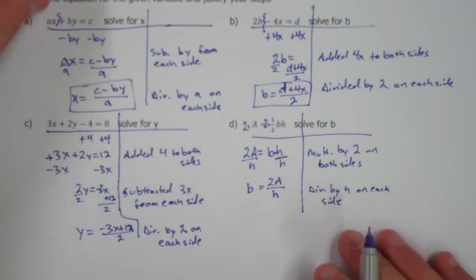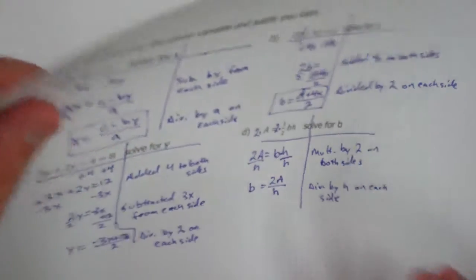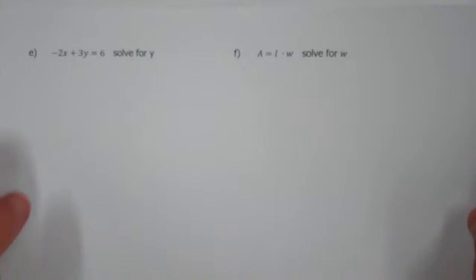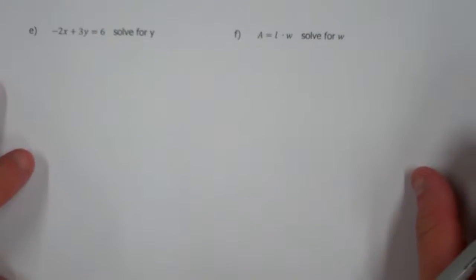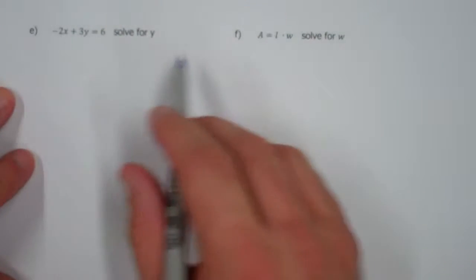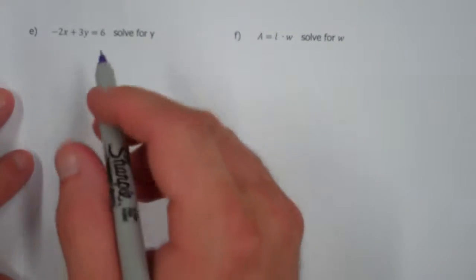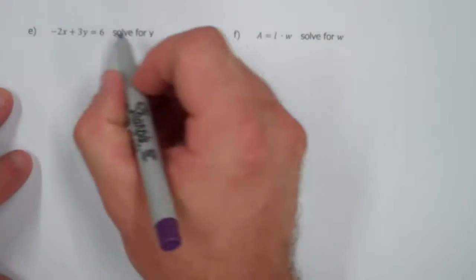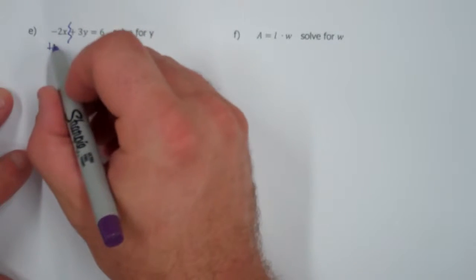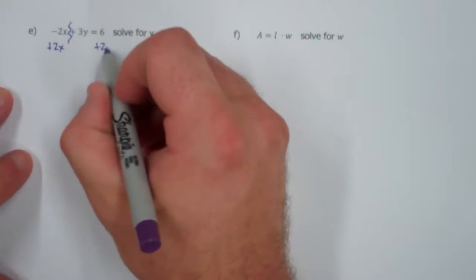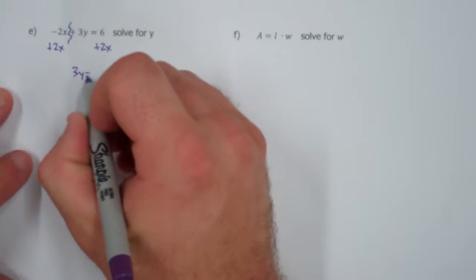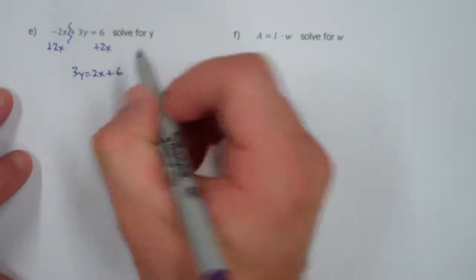We just have a couple more. We'll do e and f together, and that'll round it out for this example. So with e and f, I'm just going to run through these and not justify them. We're going to solve for y. So we're going to add 2x. 3y is equal to 2x plus 6.